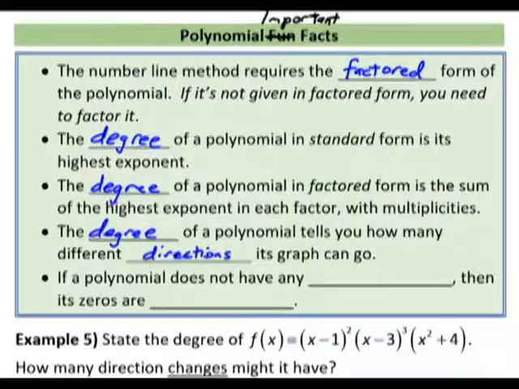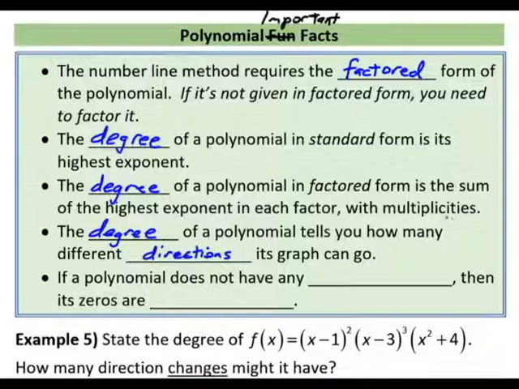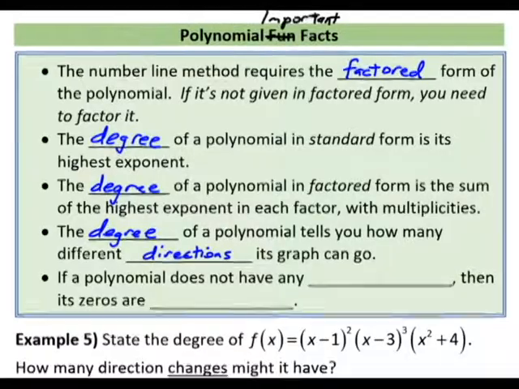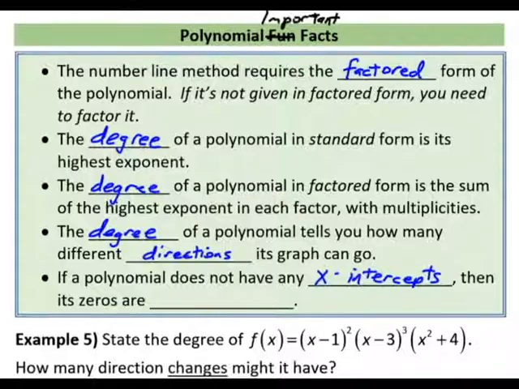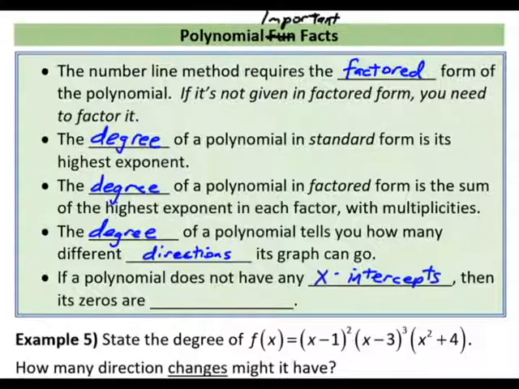For example, a third-degree polynomial could go up, then down, then up again, or it could go down, then up, then down again. It doesn't have to go 3 different directions, but it can. A third-degree polynomial could never go 4 directions. The degree limits this. Finally, if a polynomial does not have any x-intercepts, that doesn't mean it doesn't have any zeros. We saw in skill set B2 that we can still have zeros of the polynomial. They just involve i. They are imaginary.